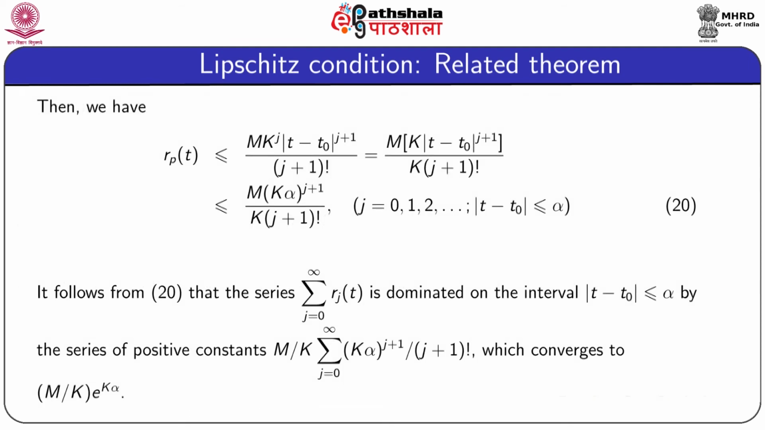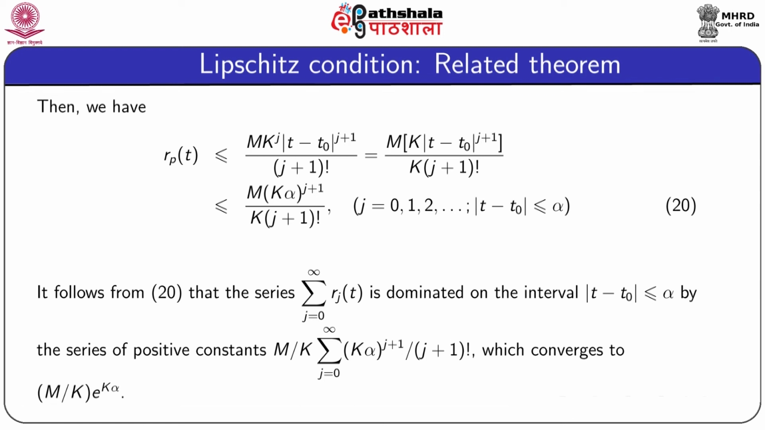Then we have |r_j| is less than or equal to M k^j |t - t0|^(j+1) / (j+1)!, which is less than or equal to (M/k) (k alpha)^(j+1) / (j+1)!, where j = 0, 1, 2, ..., and |t - t0| is less than or equal to alpha, given by equation 20.